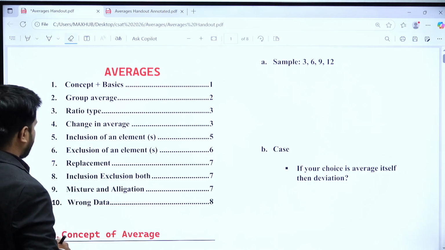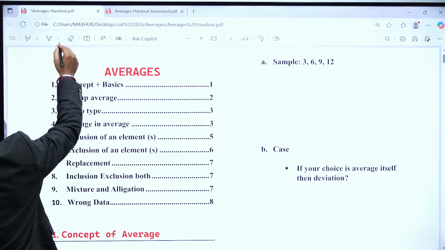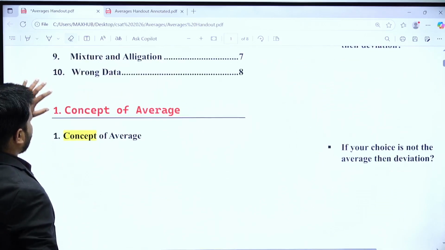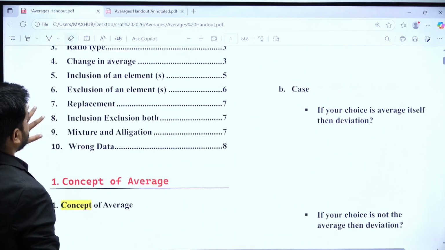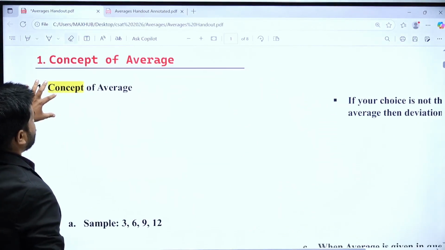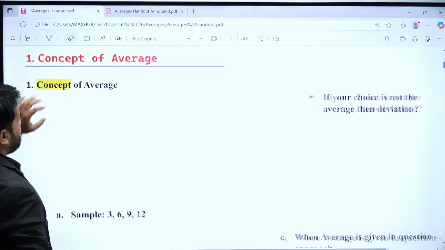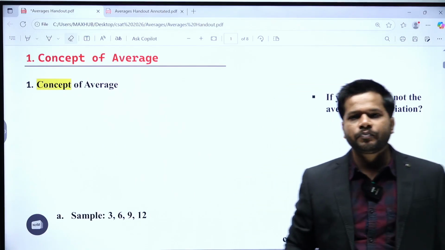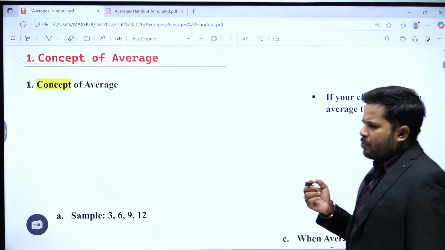Now let us begin with our first topic of discussion, that is the concept and basics. The concept of average. Let us understand the concept of average. What do you mean by average?